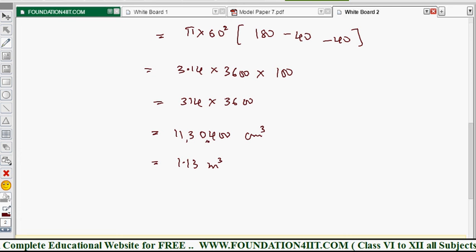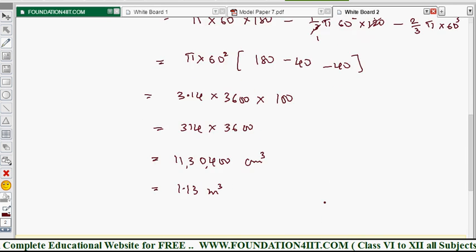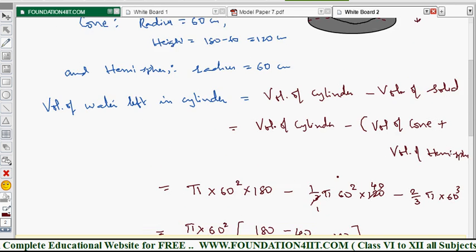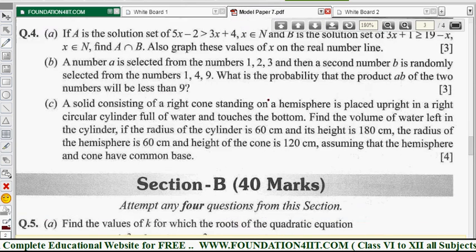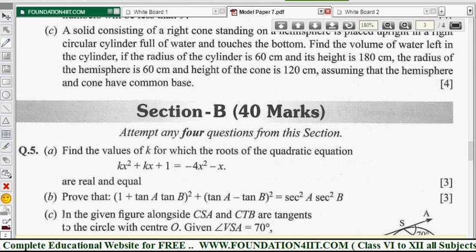So this 11,30,400 is in cubic centimeters. If you divide by 10 power 6, that means 100,000 into 10, that is 1.13 cubic meters. This is the volume of water left in the cylinder. You should know the formulas and need to substitute and simplify. This is about question number 4. Now let us see question number 5 and we'll solve these problems.